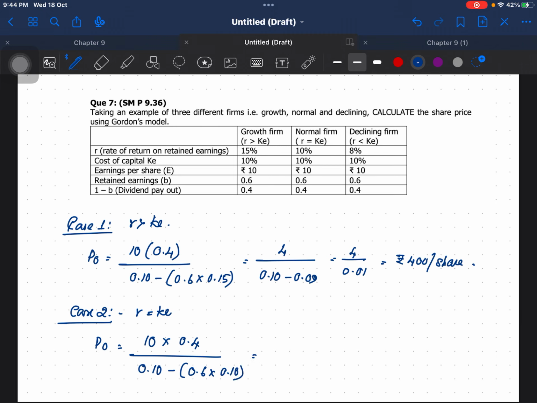So that is 4 divided by 0.10 minus 0.6 into 0.1, that is 0.06. So 4 divided by 0.1 minus 0.06, that is 0.04.